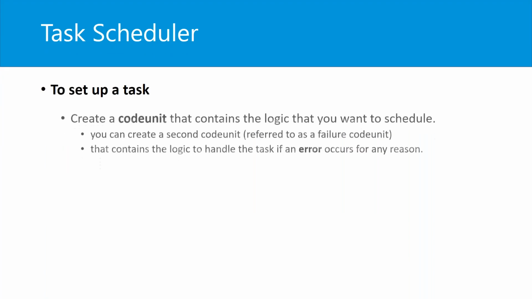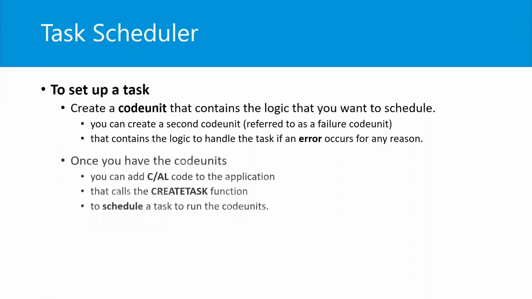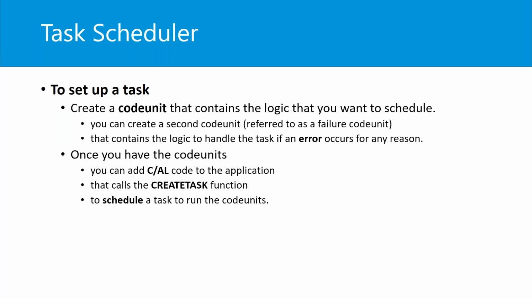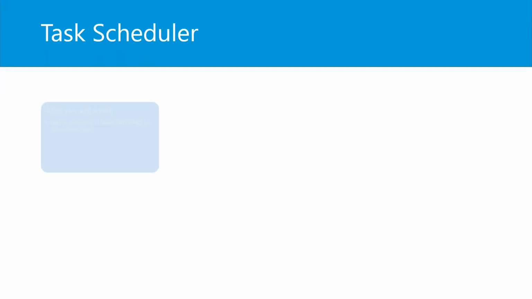So how do we set up a task? Very simple. You create a code unit that contains the logic you would like to schedule. There can also be a second code unit, the failure code unit, that will be executed to handle certain things if the task fails for any reason, if there is an error in there. So you can trap that like a try-catch. Once you have the code unit, you add code, of course, to the application that calls the create task function to schedule your task to run those code units. The create task function in that case can be used to specify the earliest date to run the task and whether it is in the ready state, yes or no.